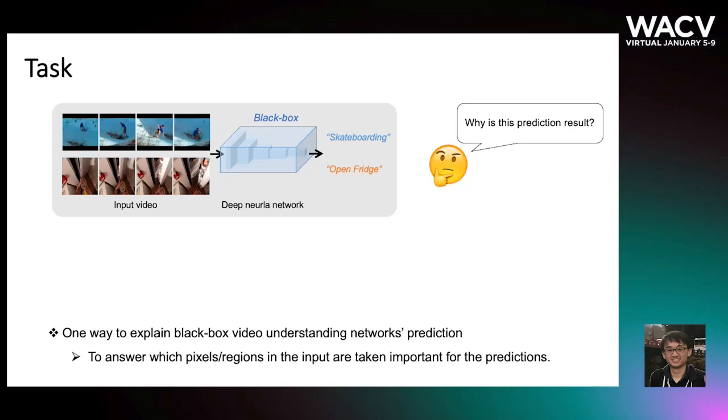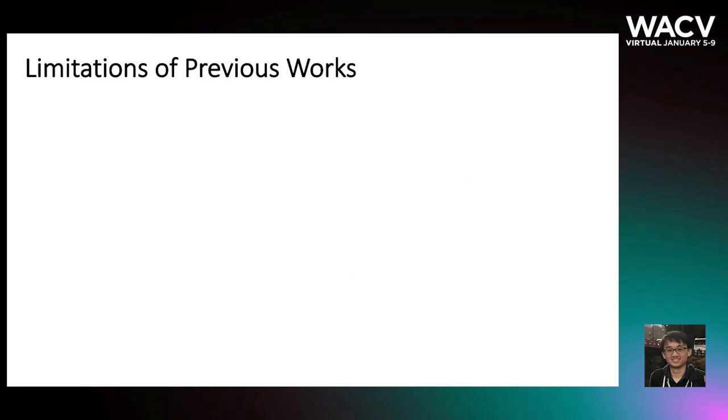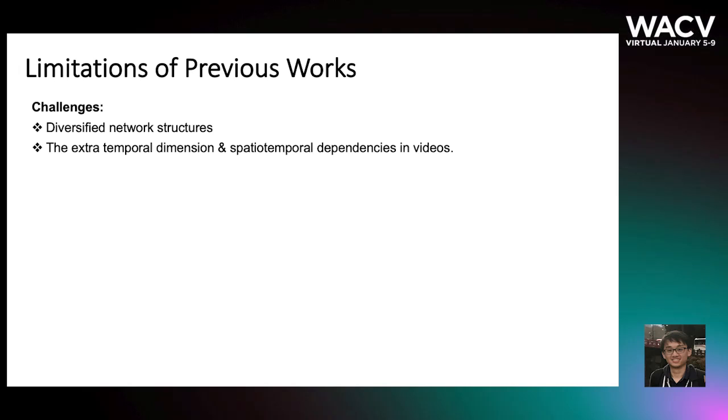So as one way to explain this black box video understanding network's prediction, we can try to find in the input which pixels or regions are taken important by the network. We call the method for this task the visual explanation method, and they can produce results like this. The challenge for visually explaining video understanding networks comes from 2 points. First, there are many different network structures. And secondly, compared with an individual image, video possesses an additional temporal dimension, and spatio-temporal dependencies exist between frames.